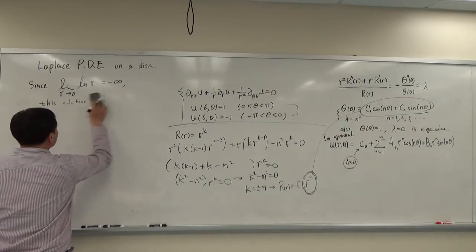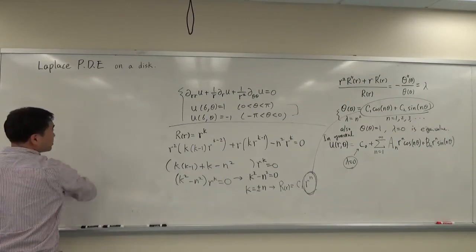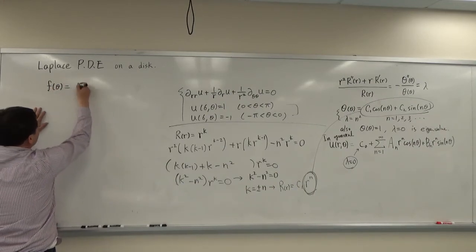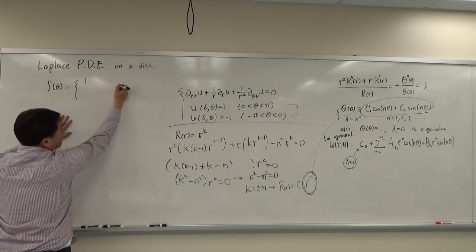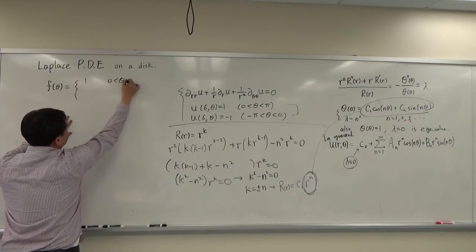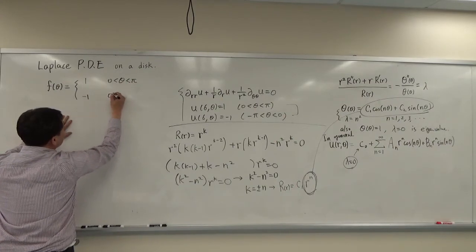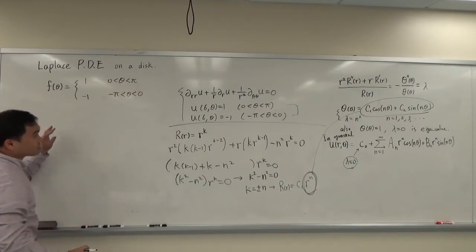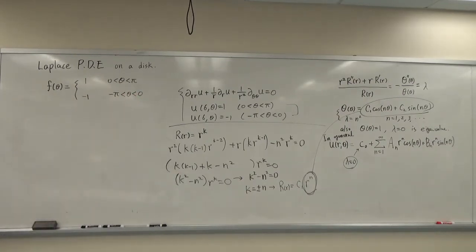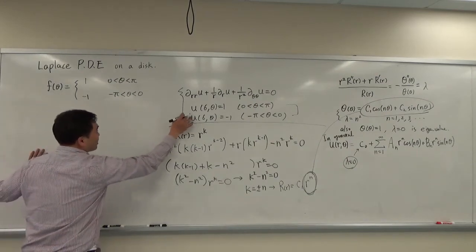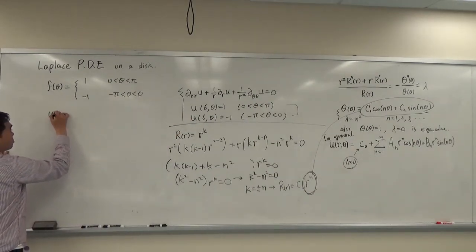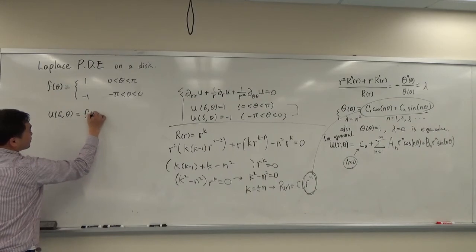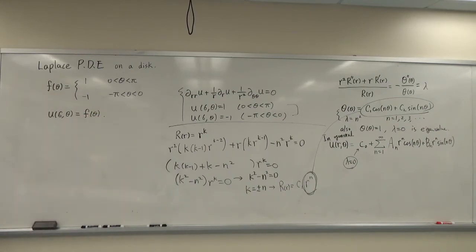Here's what we're going to do. We're just going to define f of theta to be 1 when theta is between 0 and pi, and negative 1 when theta is between negative pi and 0, like that, so that we can write this as a single equation. You can just write it as u of 6 theta is equal to f of theta. Pretty fancy, right?